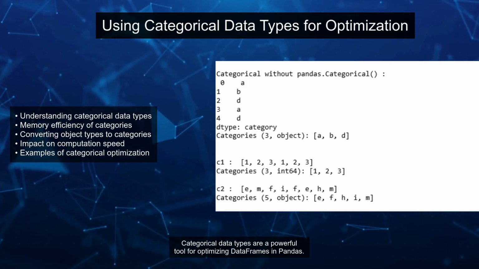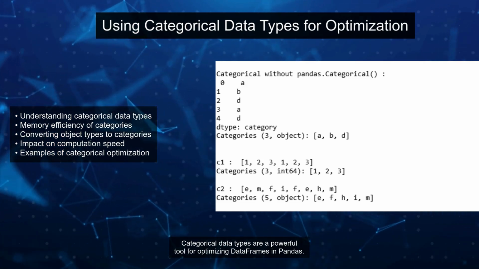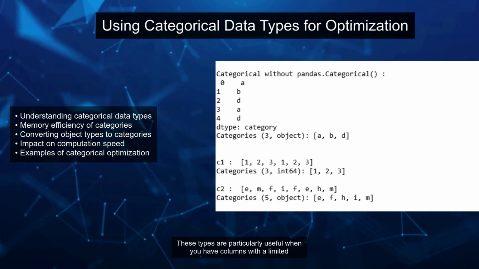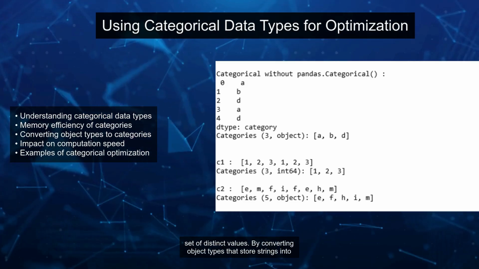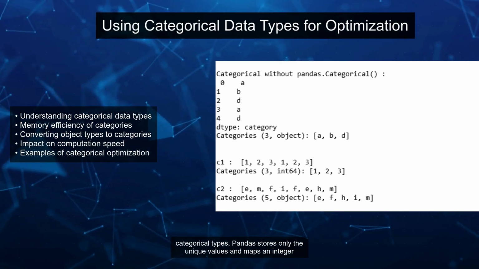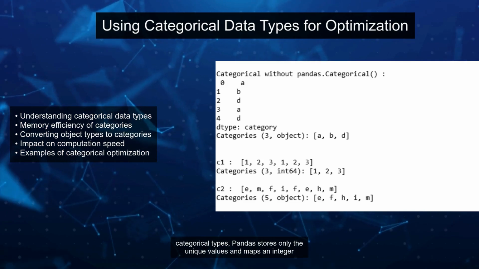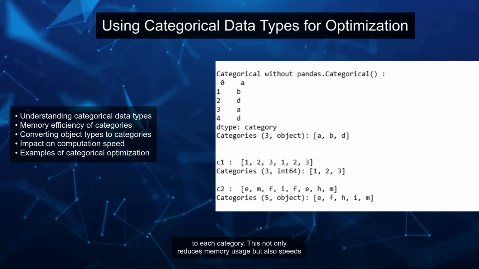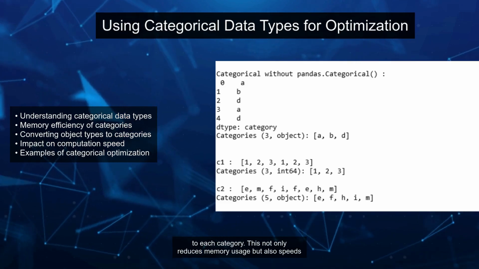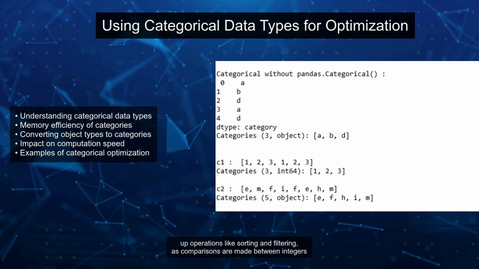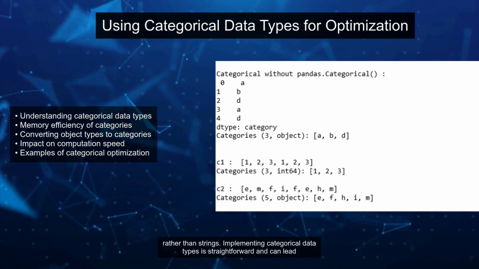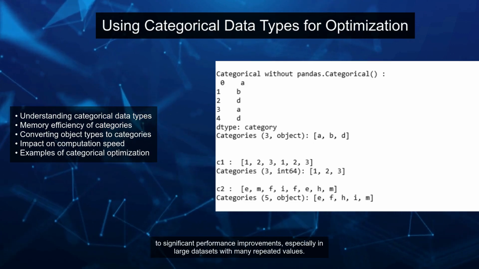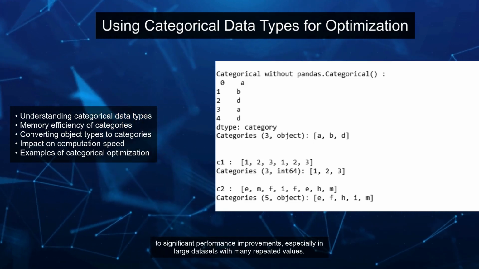Categorical data types are a powerful tool for optimizing DataFrames in Pandas. These types are particularly useful when you have columns with a limited set of distinct values. By converting object types that store strings into categorical types, Pandas stores only the unique values and maps an integer to each category. This not only reduces memory usage but also speeds up operations like sorting and filtering, as comparisons are made between integers rather than strings. Implementing categorical data types is straightforward and can lead to significant performance improvements, especially in large datasets with many repeated values.